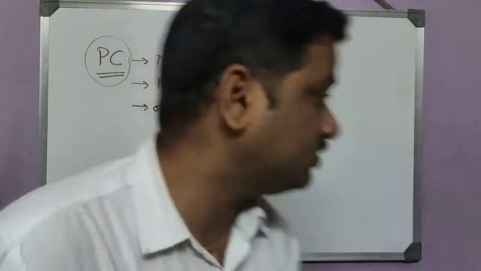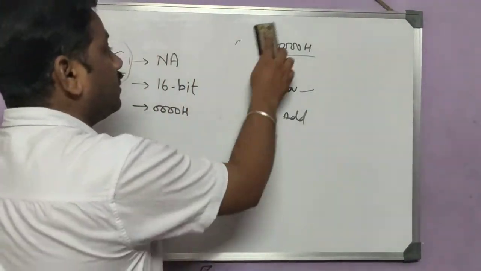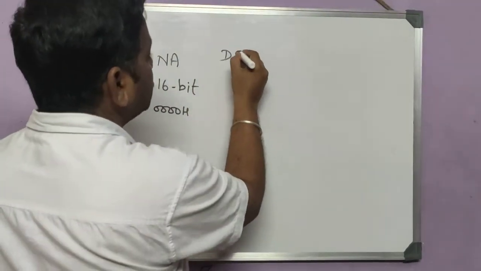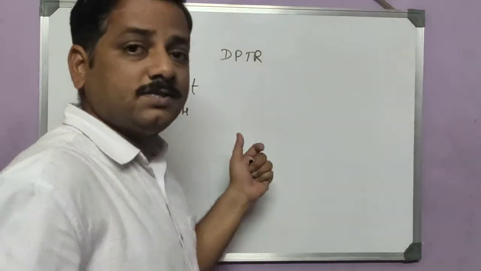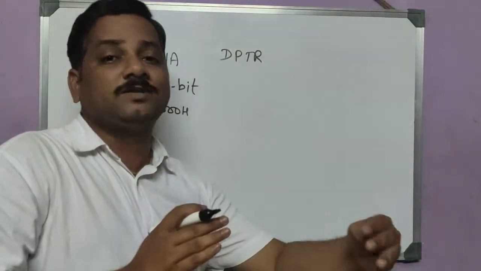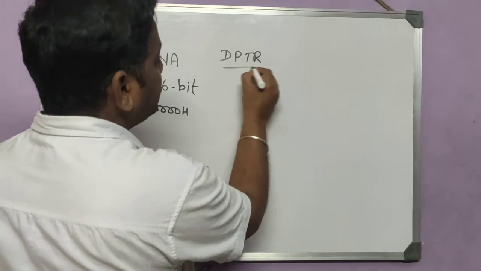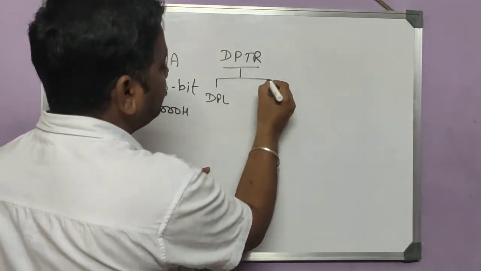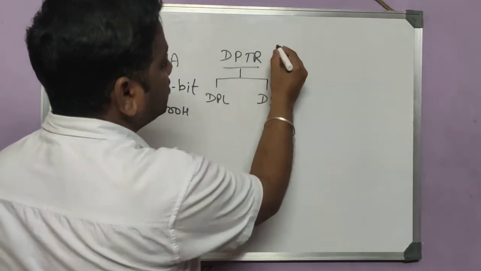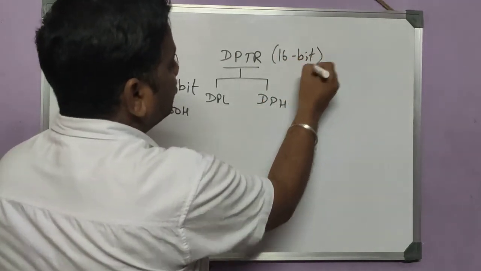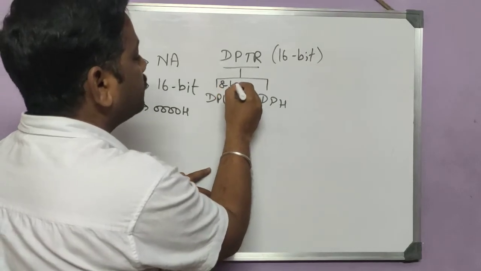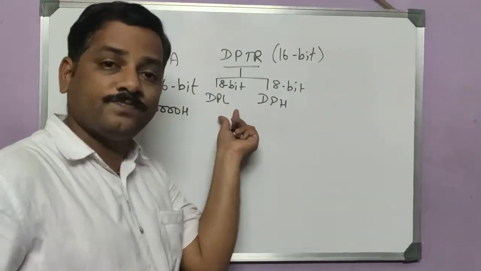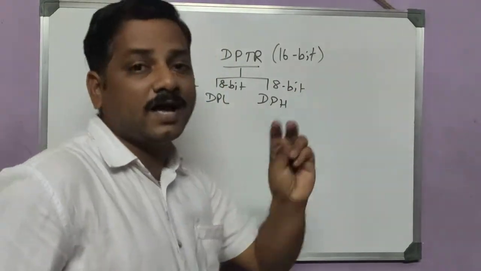Next, let's take one more register which is used in the CPU, that is the data pointer. In short we call it DPTR. This data pointer also points towards a 16-bit address, but the DPTR is split into two, that is DPL and DPH. Actually this is a 16-bit register, but further it is split into 8 bits. One 8-bit part we consider as the data pointer lower byte, and the other 8-bit part is called the data pointer higher byte.